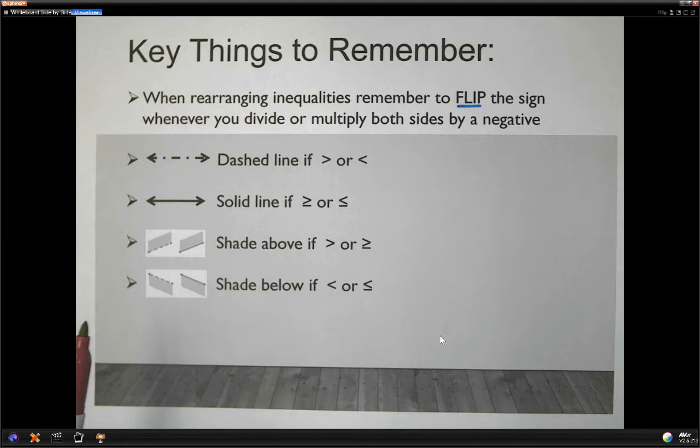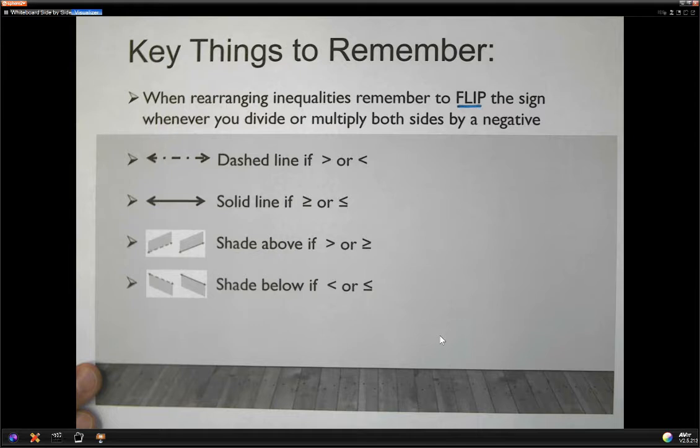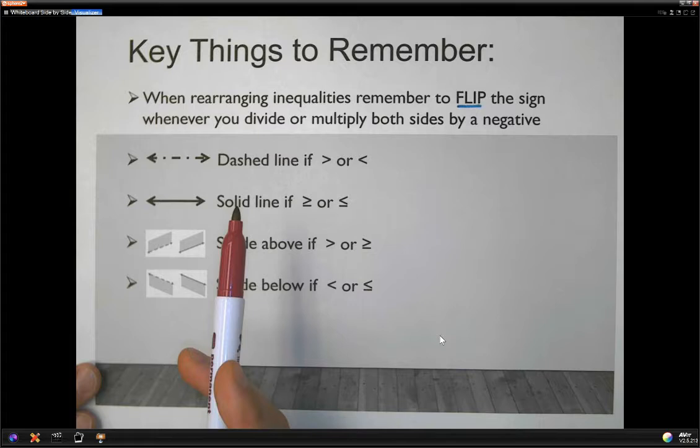Now, a couple general things to remember that hold true for the most part is when you're graphing, our lines may be different now. So normally when we graph an equation, we always just graph a line. It's just a solid line. But with inequalities, we could end up having a solid line or a dashed line. And that really depends on the solution.